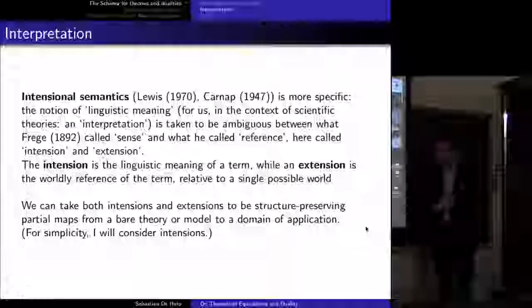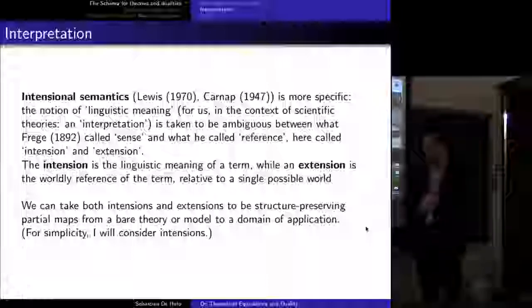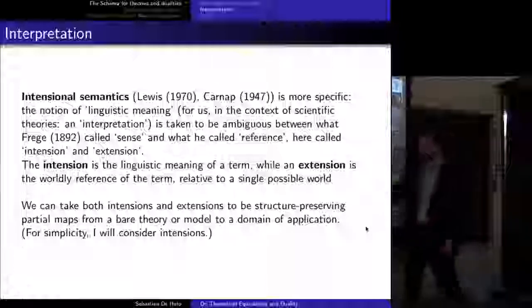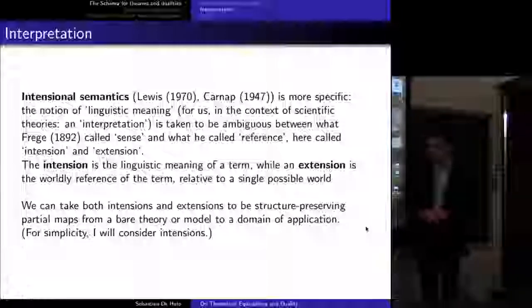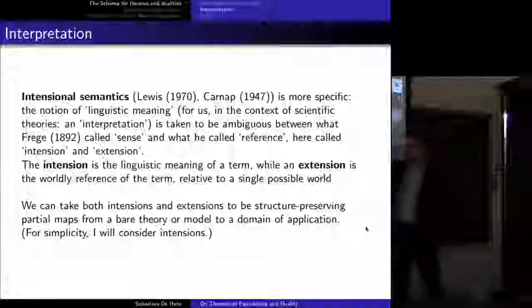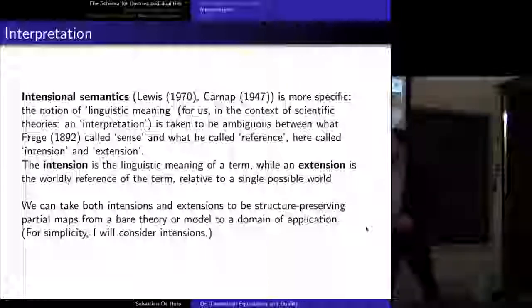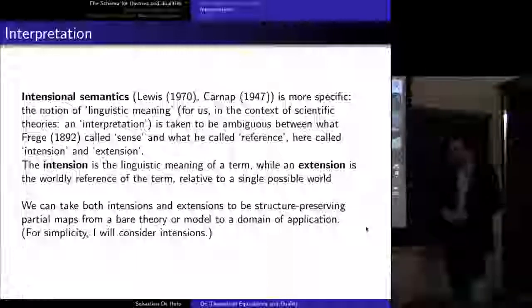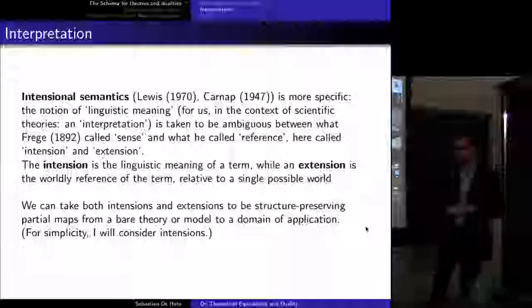Now, intensional semantics is slightly more specific, so the notion of linguistic meaning, which for us in the context of scientific theories is what we mean by an interpretation. Linguistic meaning is taken to be ambiguous between what Frege called sense and what he called reference, usually called now intension and extension. The intension is the linguistic meaning of a term, while the extension is the worldly reference of the term relative to a single possible world. So you could say that intensions are maps to equivalence classes of worlds, and extensions are maps to single worlds with all of the contextual details that are relevant to that world.